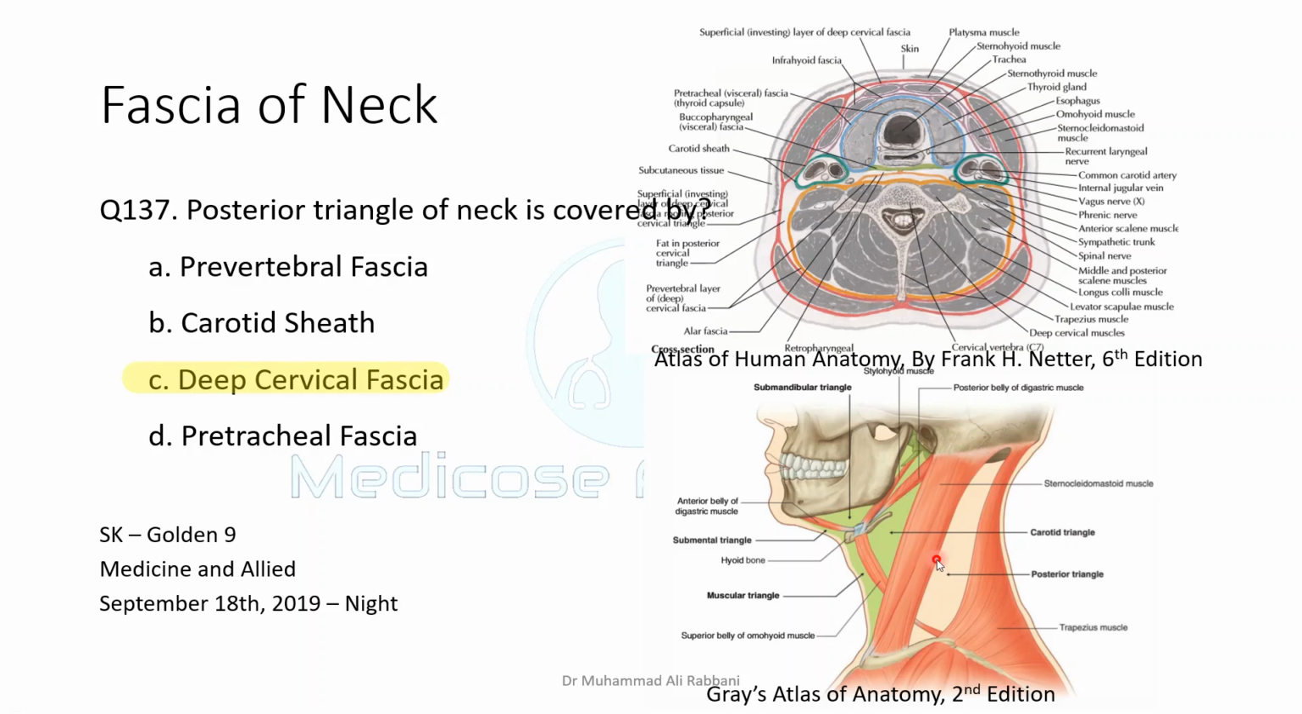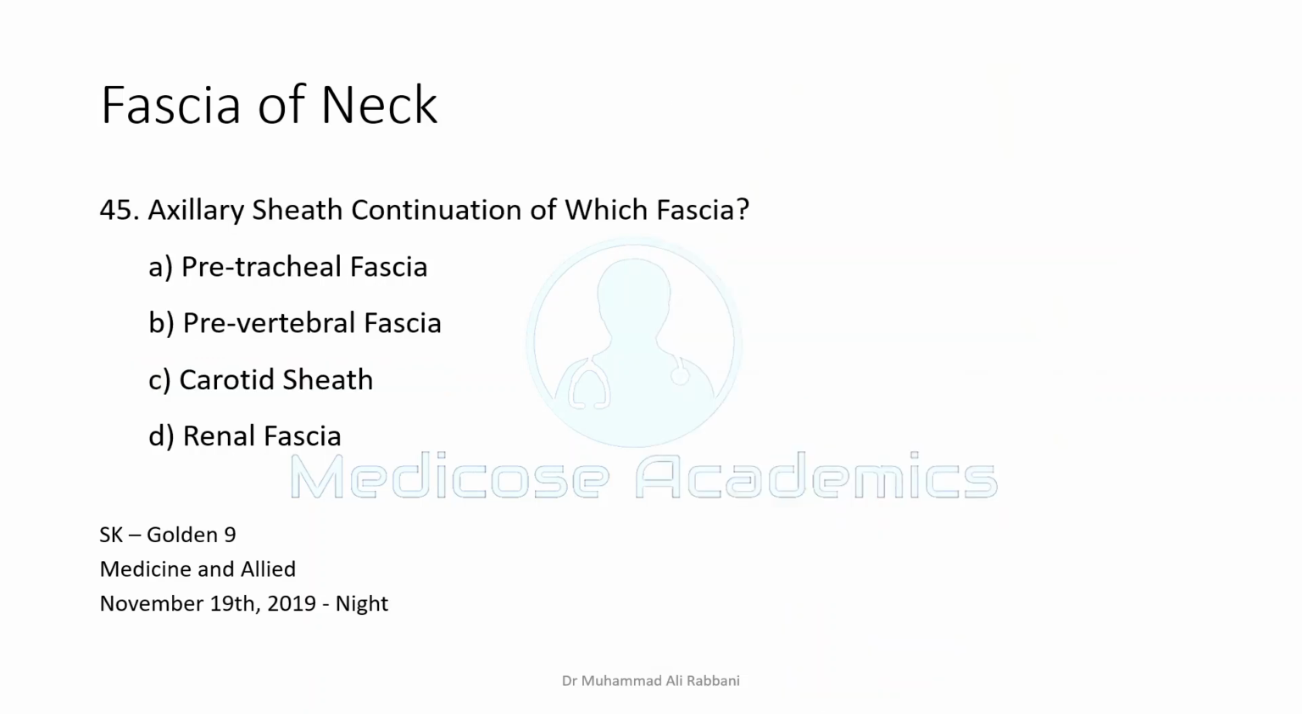So it lies between the sternocleidomastoid and the trapezius. Here you can see that the investing layer of deep cervical fascia encircles the whole of the neck, and within the layer are sternocleidomastoid and trapezius. So this region is the roof of the posterior triangle, the investing layer of deep cervical fascia shown in red from the sternocleidomastoid to trapezius. Axillary sheath is a continuation of which fascia? It is the prevertebral fascia.